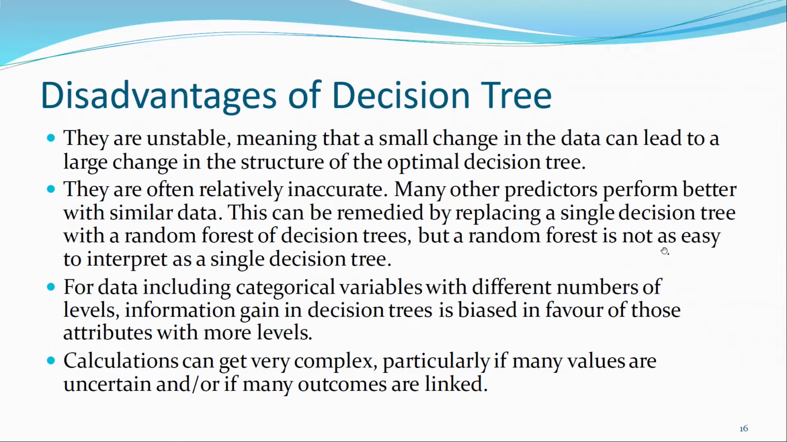This can be remedied by replacing a single decision tree with a random forest of decision trees. But a random forest is not as easy to interpret as a single decision tree. Again, for data including categorical variables with different numbers of labels, information gain in the decision tree is biased towards those attributes with more labels. Also, the calculation can be very complex, particularly if many values are uncertain or if many outcomes are linked.